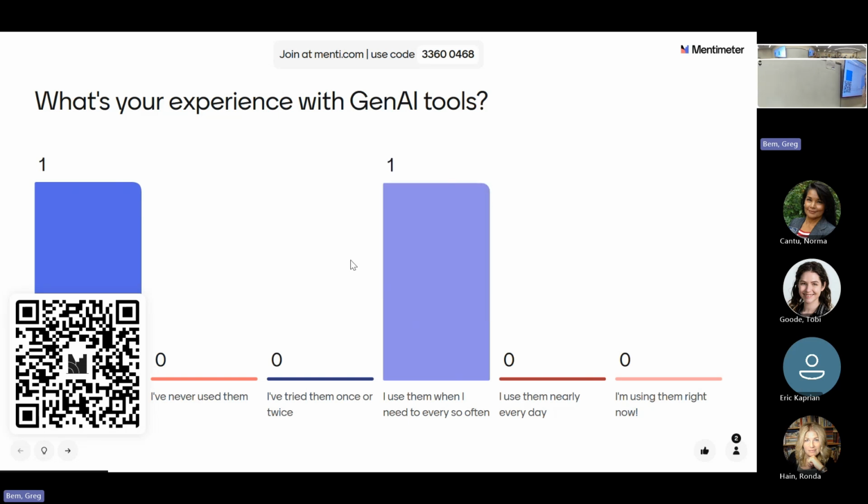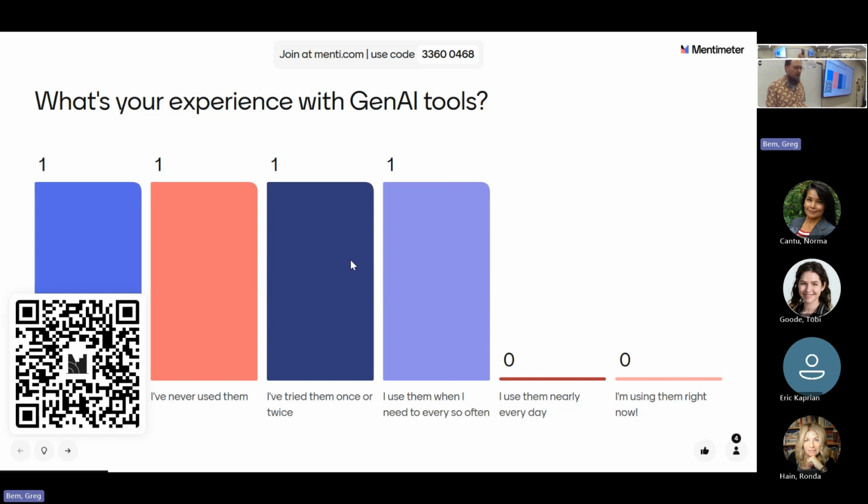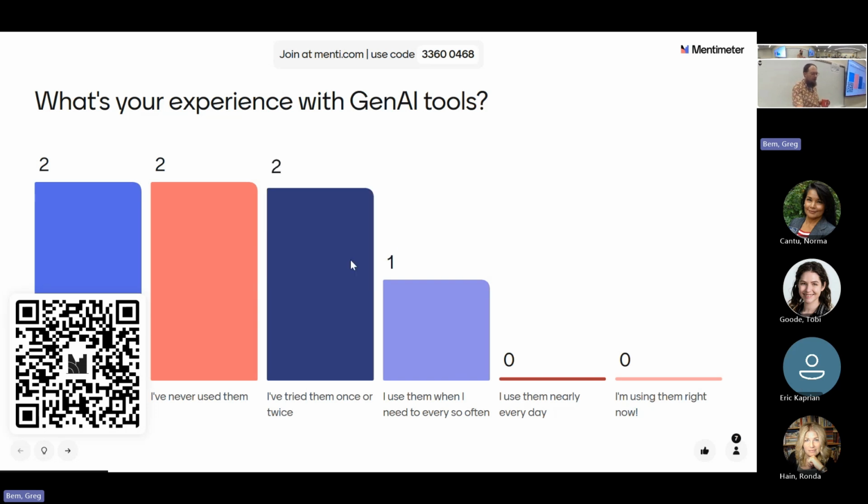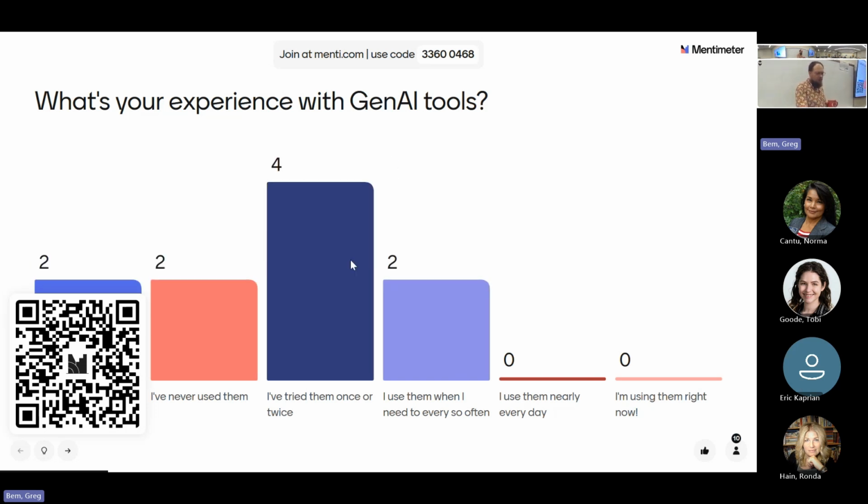All right. And yeah, once you're in, if you can just start out with that first question, we've got a few questions today. And just to gauge the kind of experience in the room, some of you already shared your experience, but we're essentially going to ask first, what's your experience with Gen AI tools?